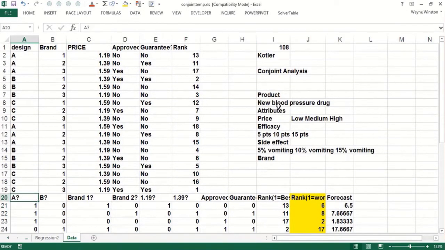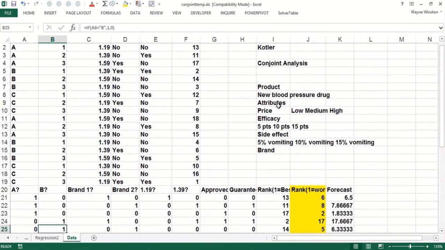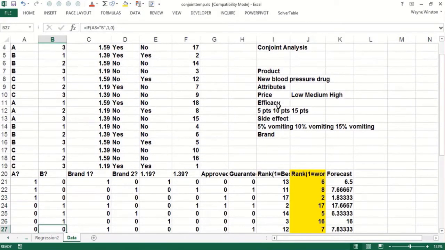Now, how do we tell the computer what the design is, what the brand is, what the price is, what the approval is, and whether it's guaranteed? Well, remember, you have to leave out one value of a categorical variable when you model things in regression. So I arbitrarily left out design C. I have a 1 here if it's design A, 0 otherwise, and a 1 in this column if it's design B. And how does the computer know it's design C? Well, if there's a 0 in the A and the B column, it means it's not A and not B, and it's C.